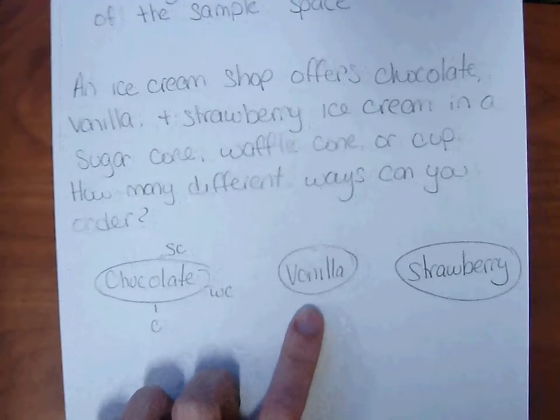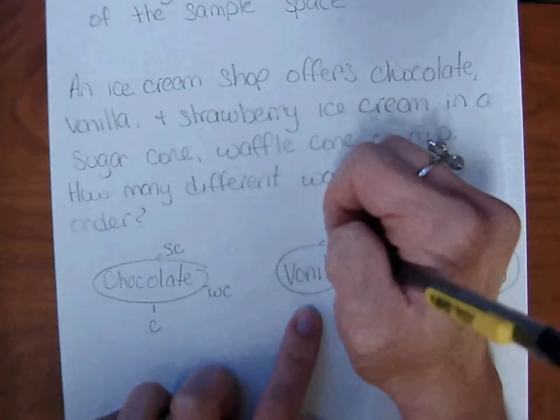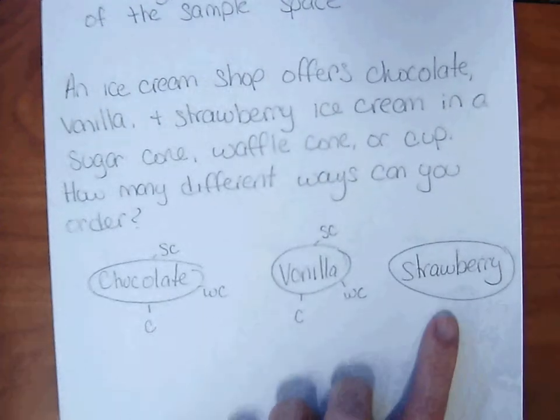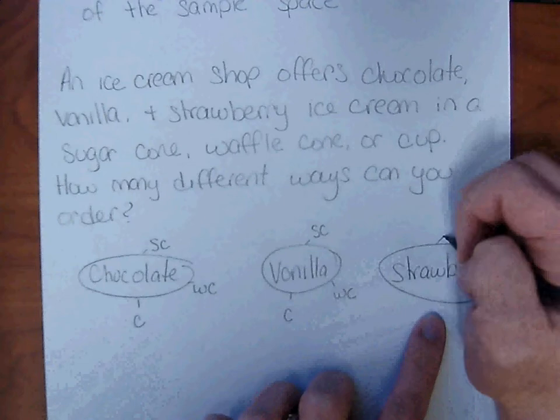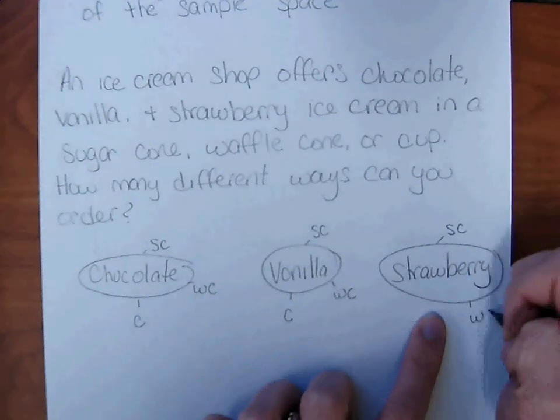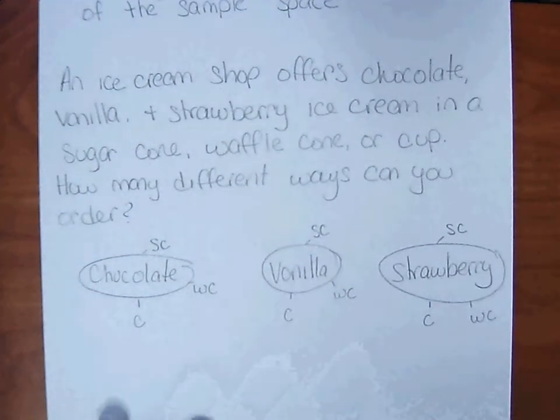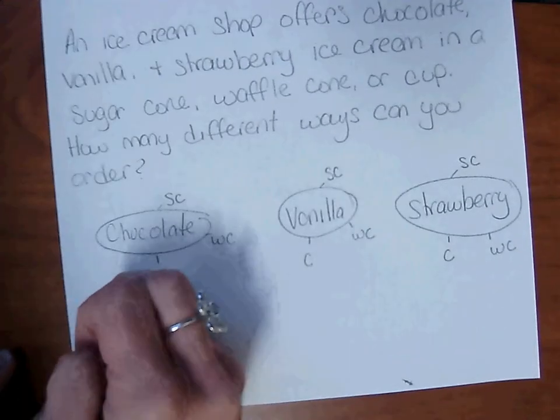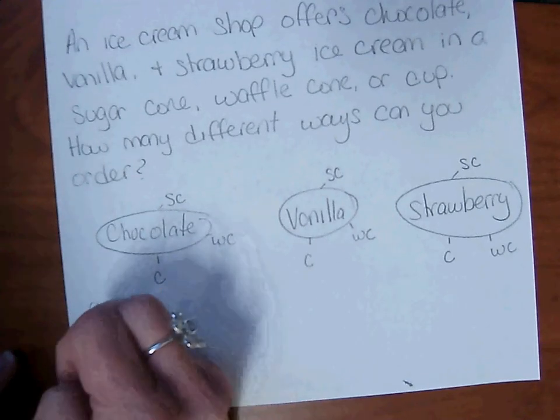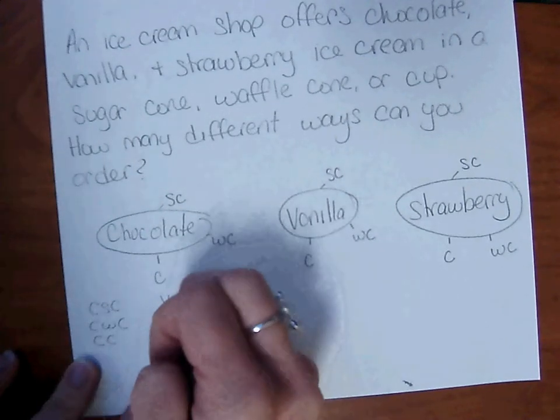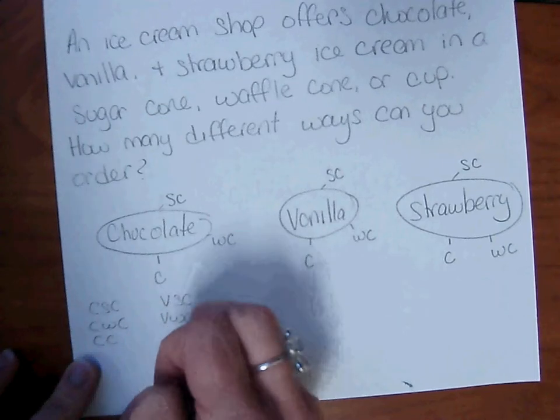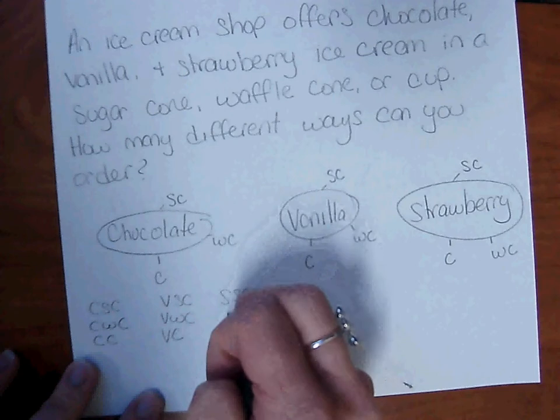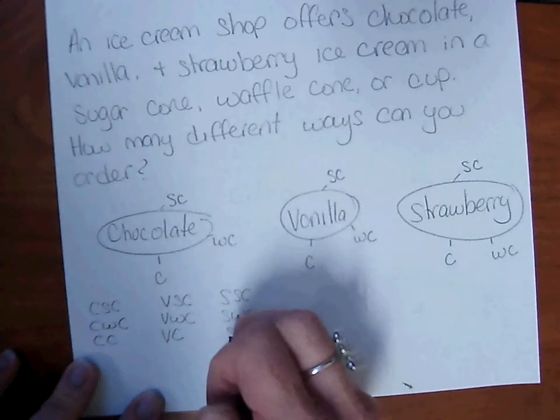If I want vanilla ice cream, I can have it in a sugar cone, waffle cone, or in a cup. And if I choose strawberry ice cream, sugar cone, waffle cone, cup. So when I pull all of my choices off the tree: chocolate sugar cone, chocolate waffle cone, chocolate cup, vanilla sugar cone, vanilla waffle cone, vanilla cup, strawberry sugar cone, strawberry waffle cone, strawberry cup.